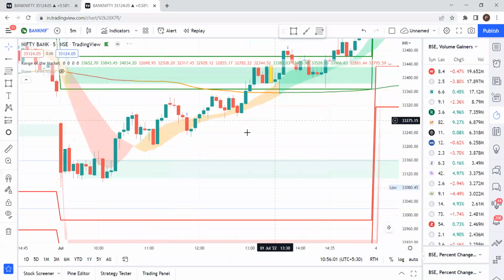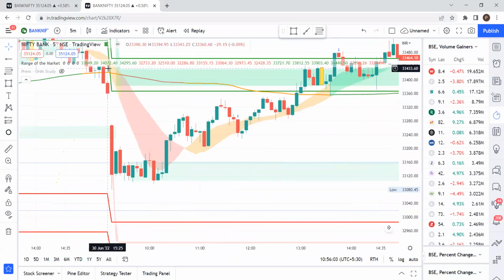So it will also change the pattern. It is here in this area. It is changing from the short side to the long side. If someone is looking at the cloud as a step for taking a trade, it is like a crossover. The red is here. The crossover has happened.